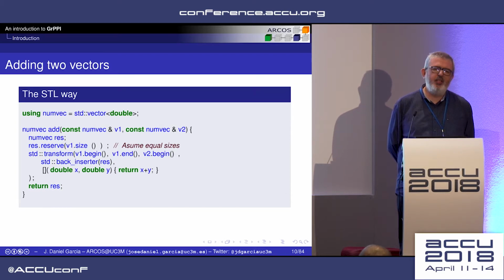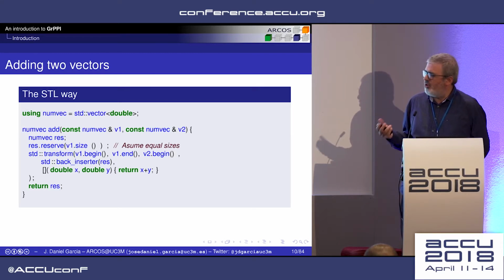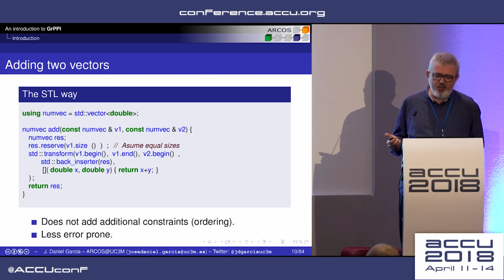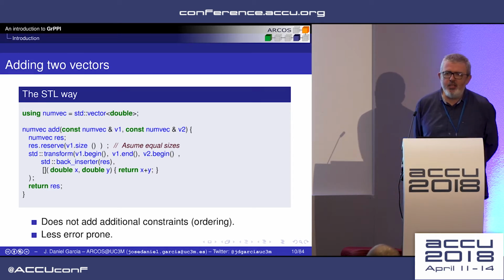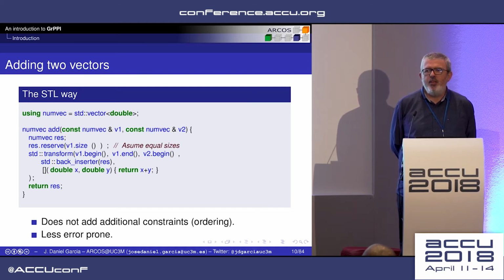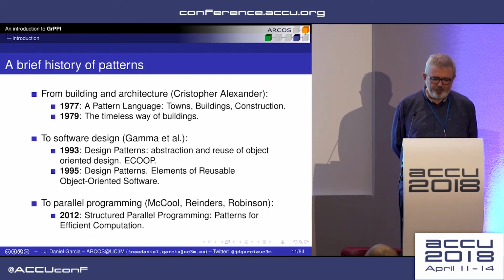Now, if I do it the STL way, we have today std::transform. And now I don't see this sequentiality so obviously, and it seems less error prone. I could do it also with a range-based for loop, but again, this introduces sequentiality.